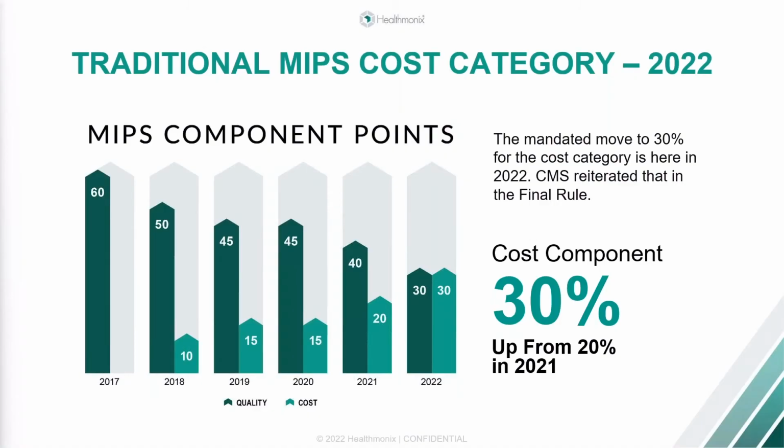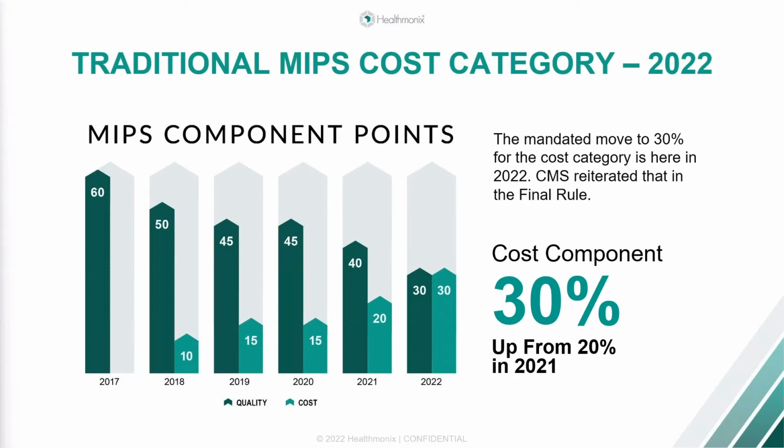So a little background on cost. The traditional MIPS cost category in 2022, you can see here by law, it was indicated that cost and quality would be equal to each other by 2022. So that came into fruition with the final rule that was given out towards the end of the 2021 calendar year. You can see here it is steadily inclined throughout the years.